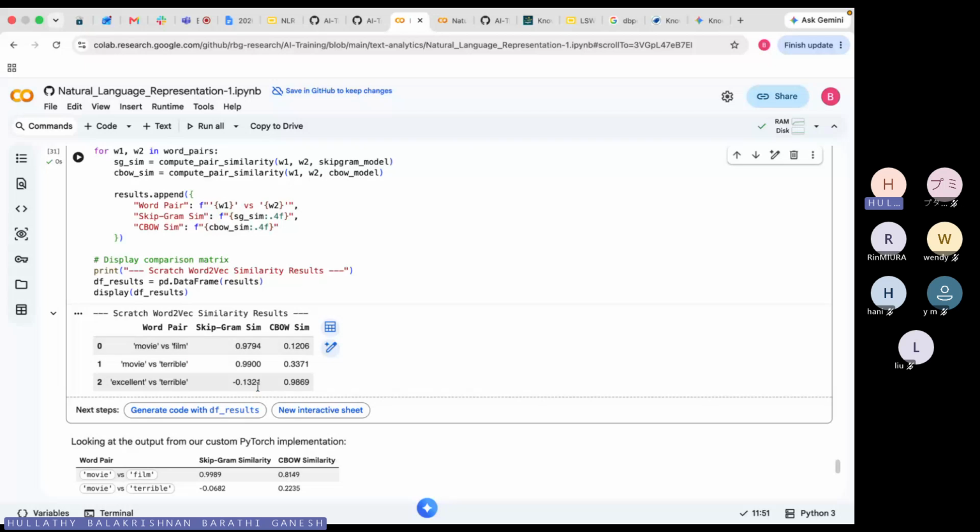Okay, so we're getting different values. In order to avoid that, we can set the random seed value at the top so that we can always get a deterministic output.